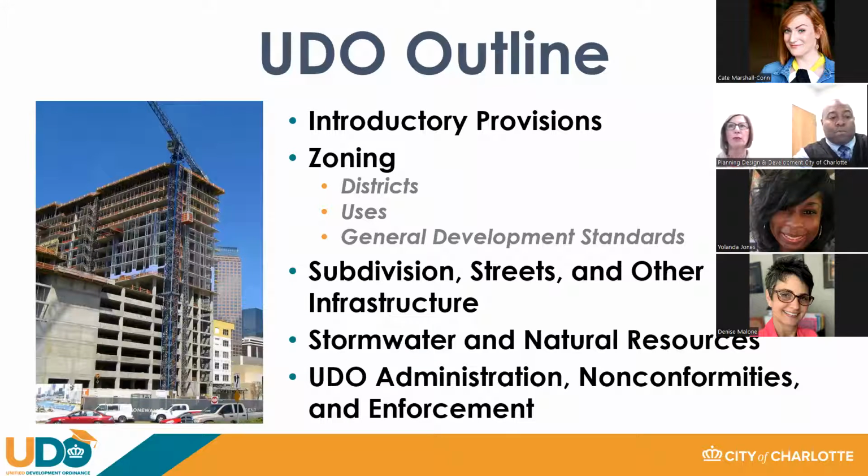So the UDO, this is a brief outline of how the UDO is set up. There are introductory provisions. We go into the zoning districts, zoning uses, and general development standards. There's a section on subdivision, streets, and other infrastructure. Sections and articles on stormwater and natural resources. And there are articles on the UDO administration, nonconformities, and enforcement.